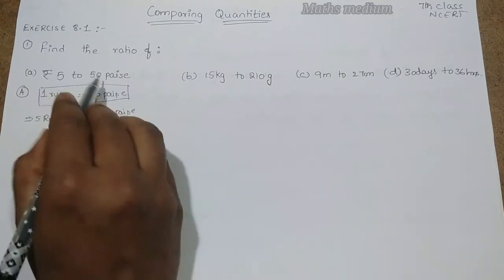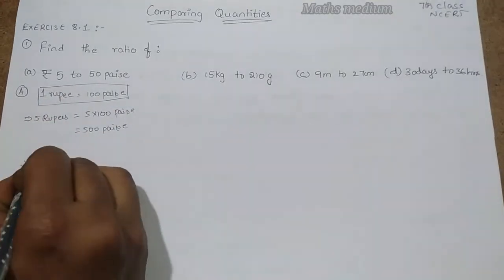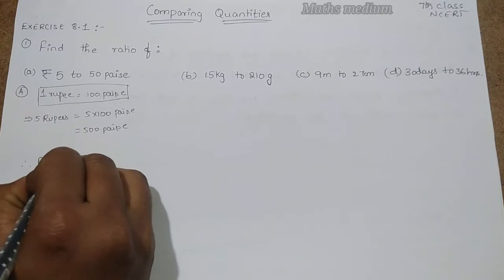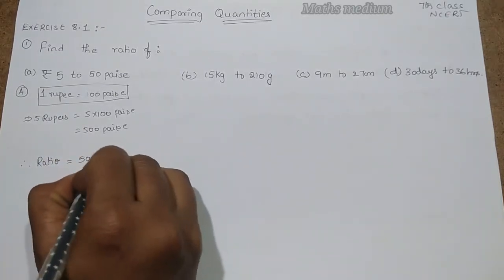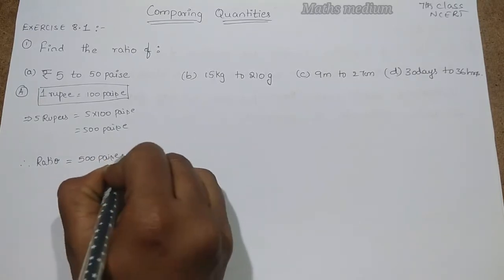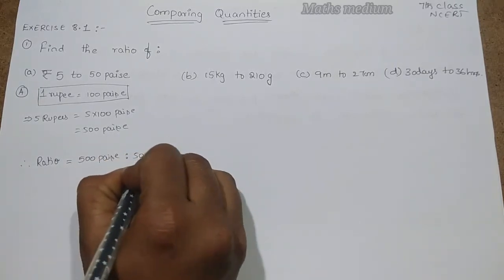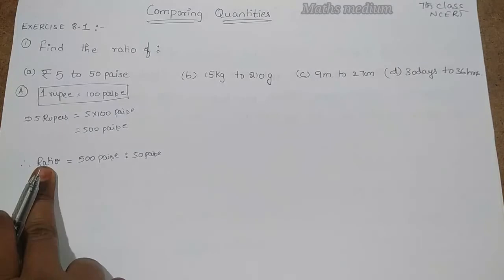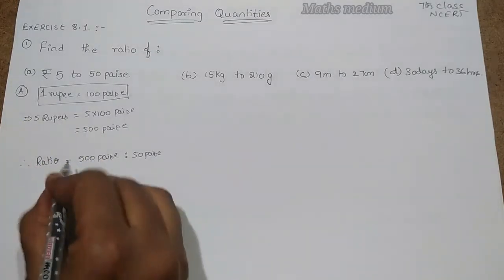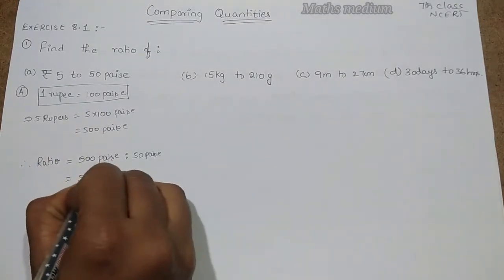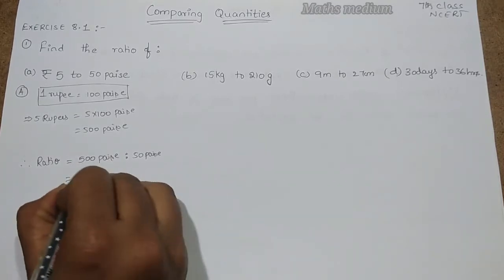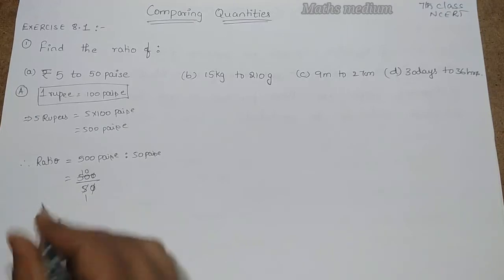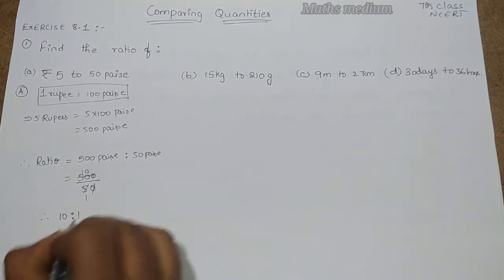Now, it is easy to make a ratio. Therefore, ratio is equal to 500 paise is to 50 paise. We know that ratio doesn't have any units. So, 500 divided by 50. 00 gets cancelled. 5 ones are 5, 5 tens are 50. Therefore, 10 is to 1 is the answer here.